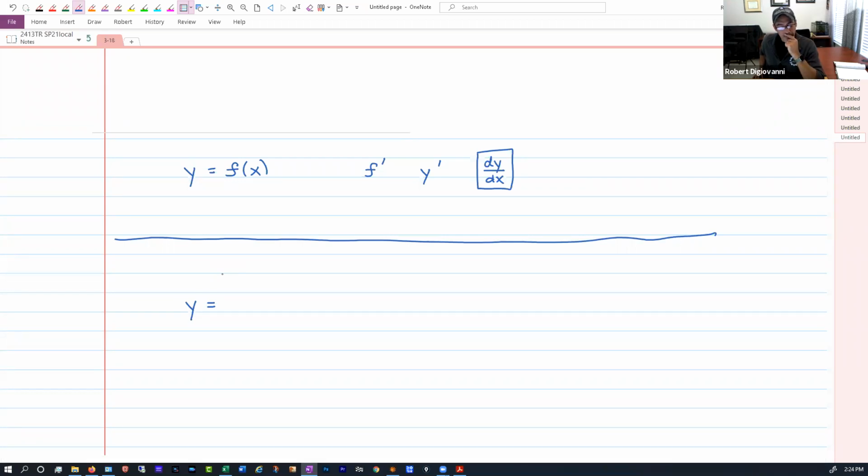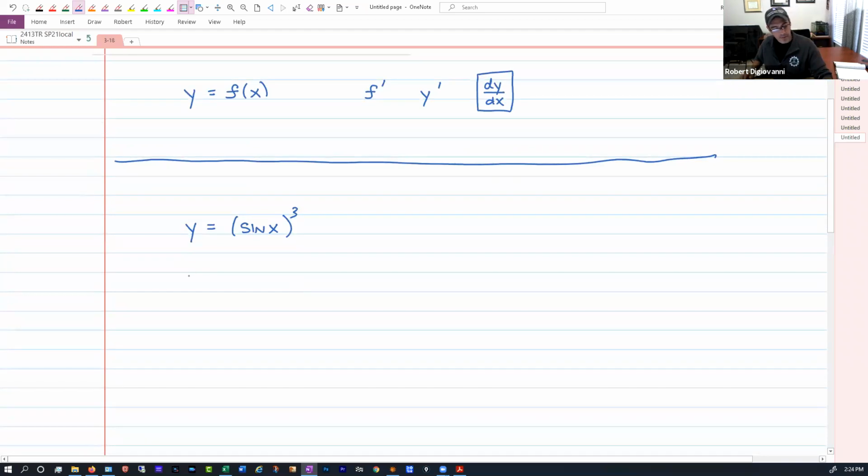So let's take a look at this example right here. y equals sine of x to the third power. When I've said to take the derivative of this in the past, I would have said find y prime. I'm going to do it a little different now. What I'm going to do now is say find dy/dx.